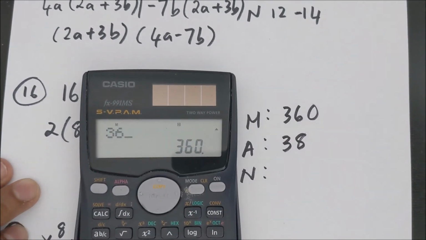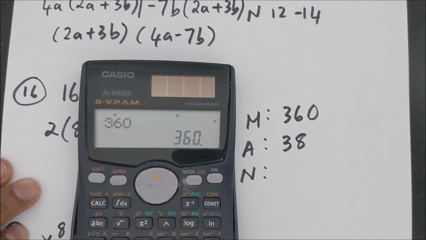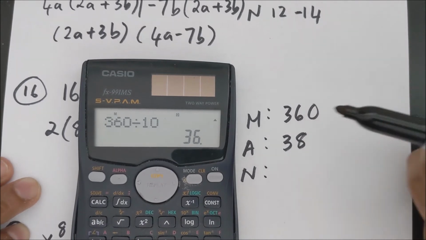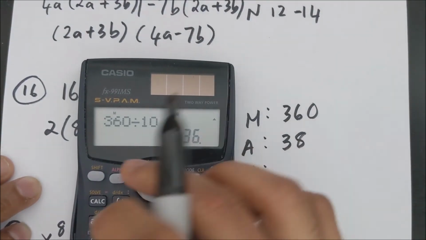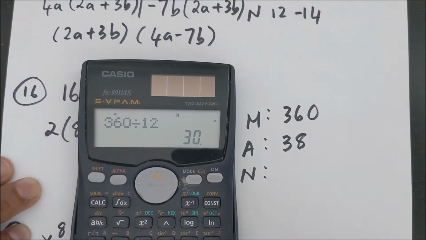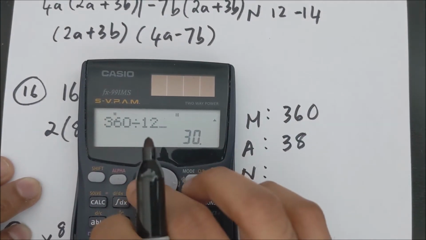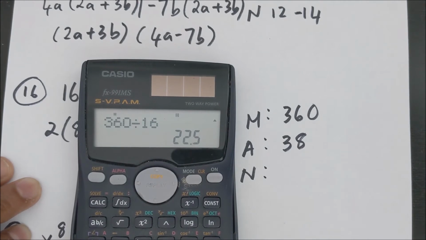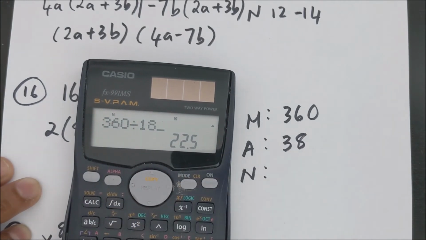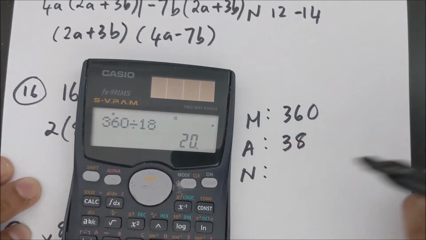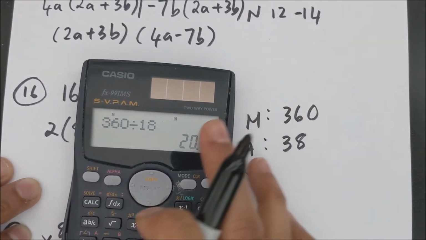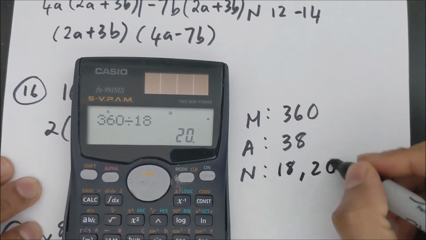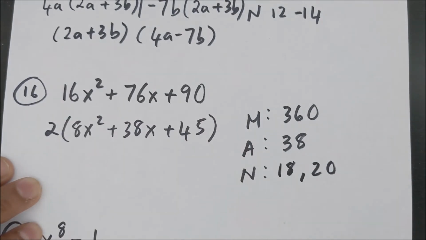I'm just going to type 360 and I'm going to divide it by a random number like 10. 10 and 36 does not give me 38, so I'll change that to 12. 12 and 30 does not. Change it to 14. That doesn't work. 16 doesn't work. 18 and 20 give me my solution. So again, when the numbers are too big, just type them in your calculator and use your calculator to get the solution.